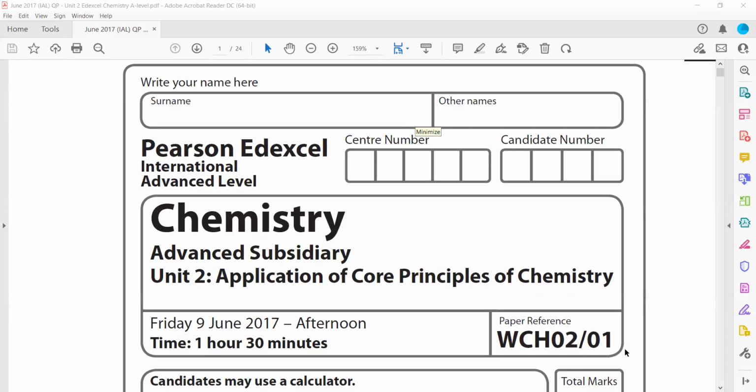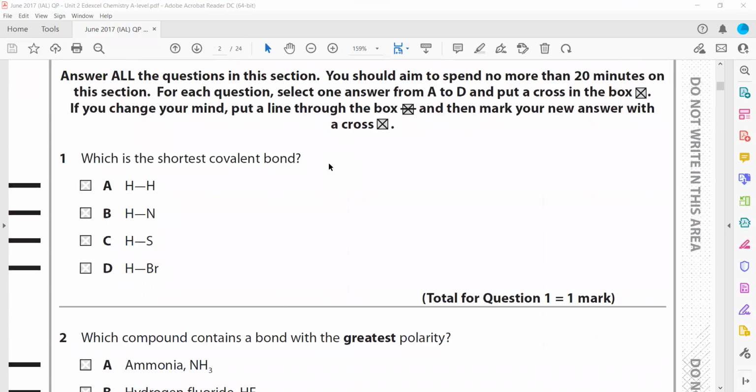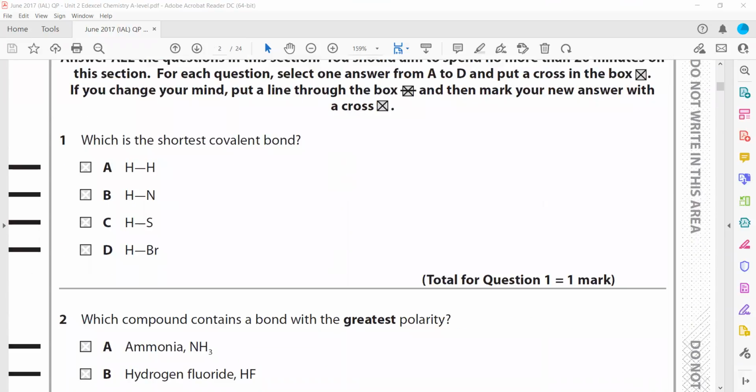So today we'll discuss Unit 2 from June 2017, the MCQs. In the first question, which is the shortest covalent bond? So for the shortest covalent bond, you just have to check the shells, how many shells are involved in the structure. Using the number of shells, you can identify the size of the bond.